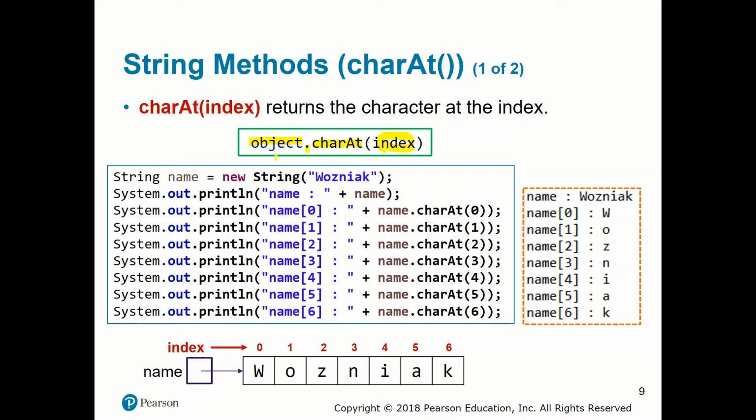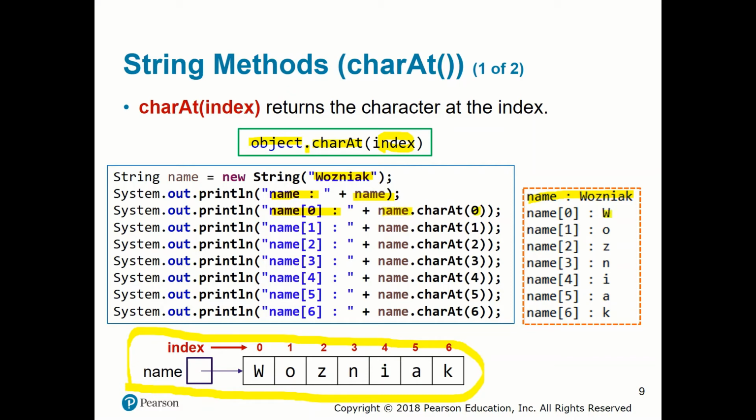The String name points to the object Wozniak. So it looks like this in the memory. And here the name will be printed out. So name colon and name is Wozniak. This is the first print out. And then name.charAt(0) will be printed out. This means we get the character at index 0 in the name object.